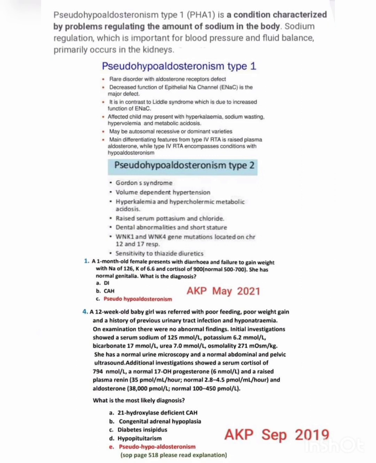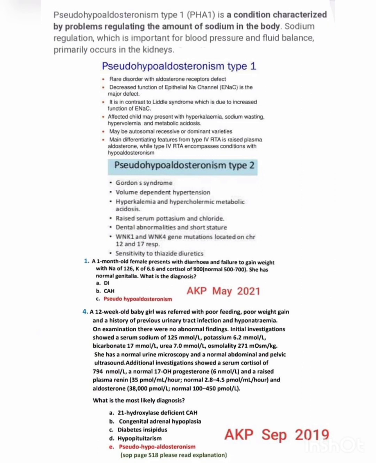So pseudohypoaldosteronism is a condition characterized by problems regulating the amount of sodium in the body. Sodium regulation, which is important for blood pressure and fluid balance, primarily occurs in the kidneys. Now pseudohypoaldosteronism type 1 is a rare disorder with aldosterone receptor defects.